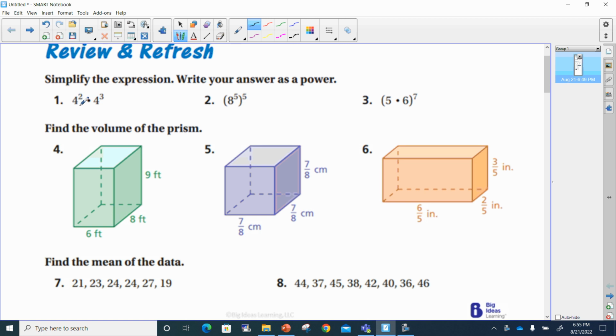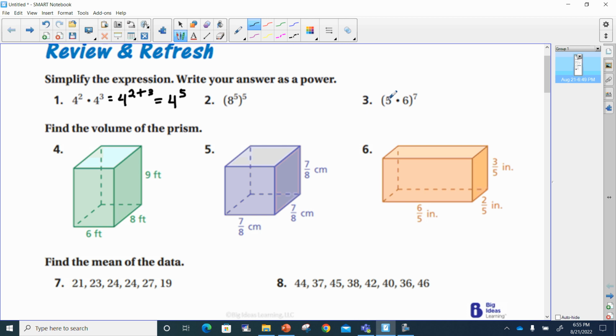We know when we are multiplying exponents with the same base, we're allowed to add the exponents. So 4 to the second power times 4 to the third power equals 4 to the 2 plus 3, and that's going to give us 4 to the fifth. Now, for the other two, we'll work them out a little differently using the other product of power properties.